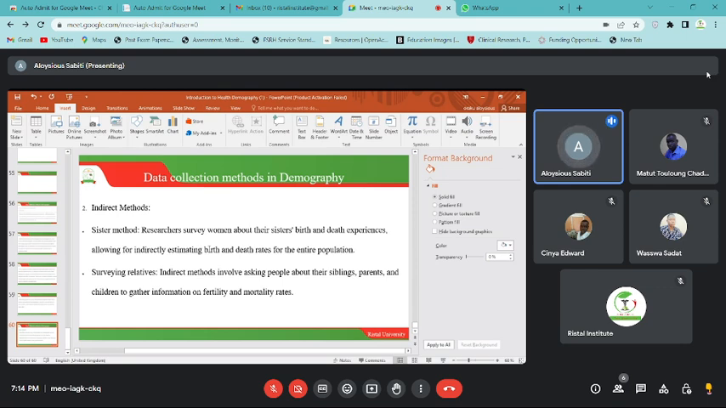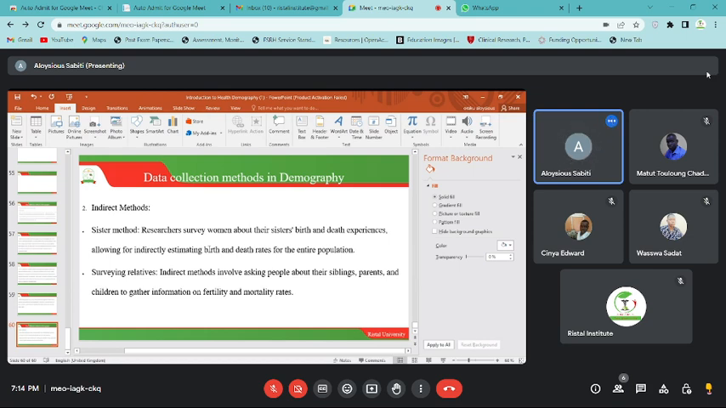That is what a sister method is. But for those who shall be undertaking lectures on fertility, you would deeply be able to understand what this replacement or sister method will be. Then there's also surveying relatives.